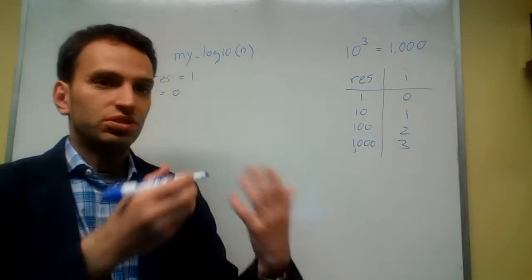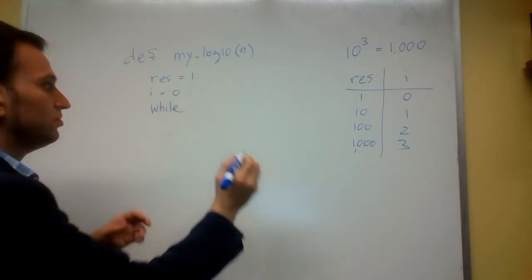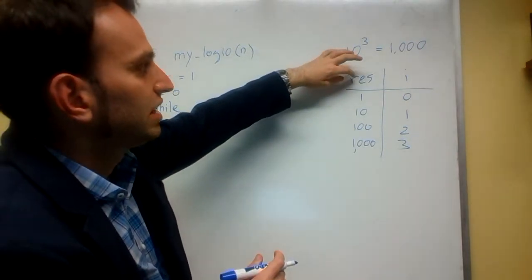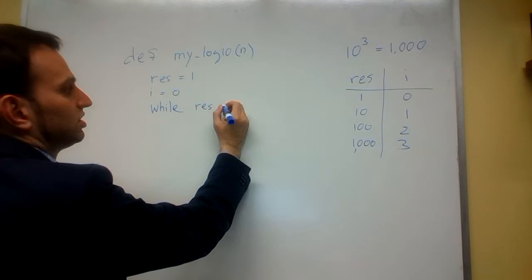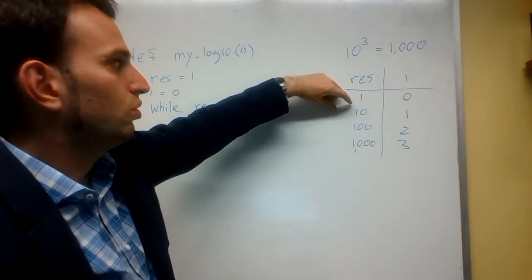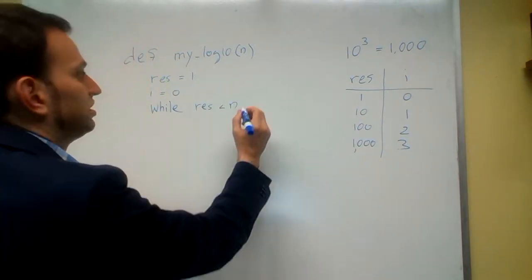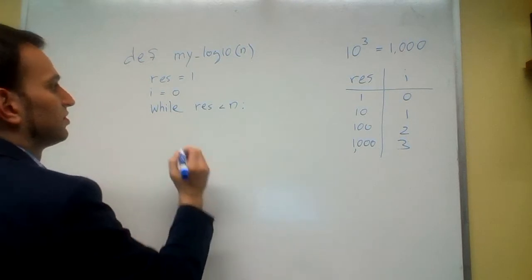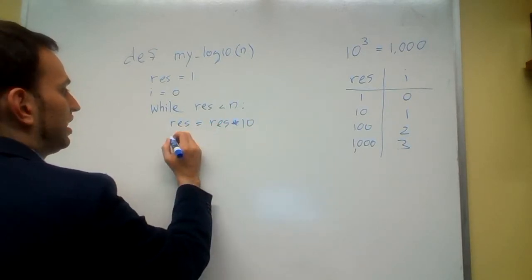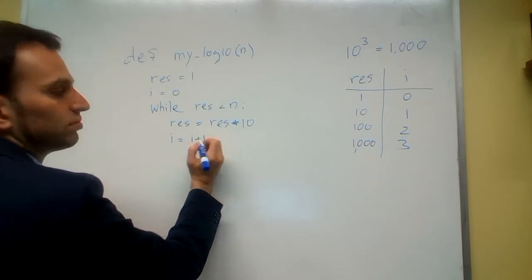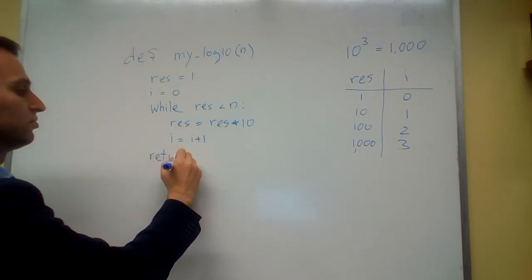So now I'm going to use my while loop construct. I'm going to say while, and here's the condition for I haven't yet reached the result that's equal to 1000. So what I'll say is while result is smaller than n. So if result is 1 or 10 or 100, and what we are computing is the log of 1000, I should keep going. So while result is smaller than n, I'll say result is equal to result times 10, and i is equal to i plus 1. After I'm done, I'll say, okay, so return i.